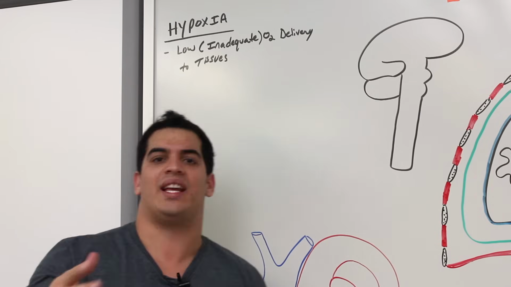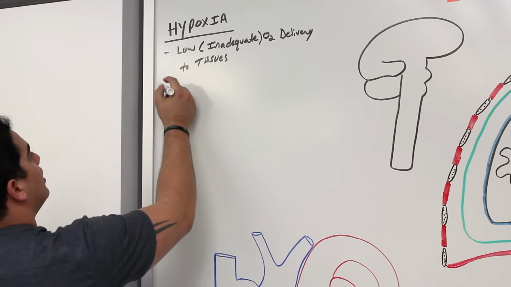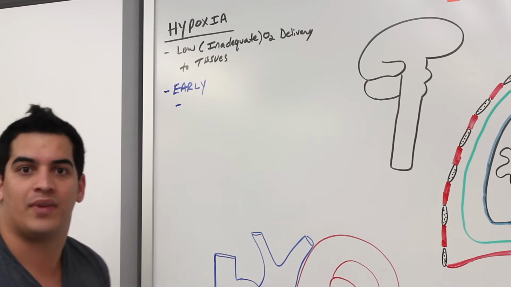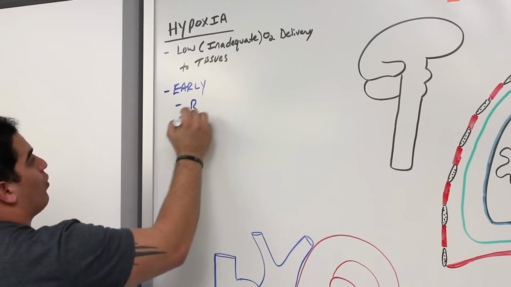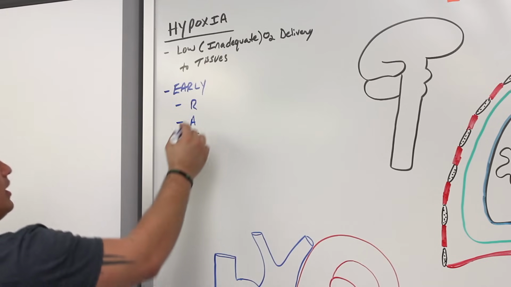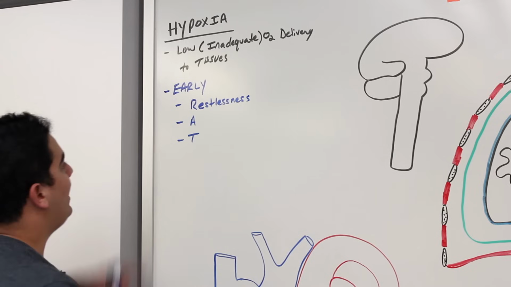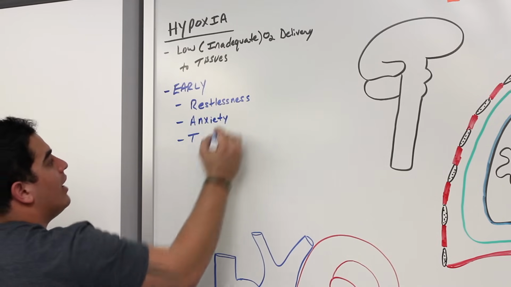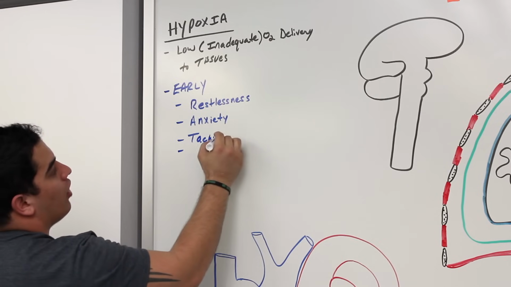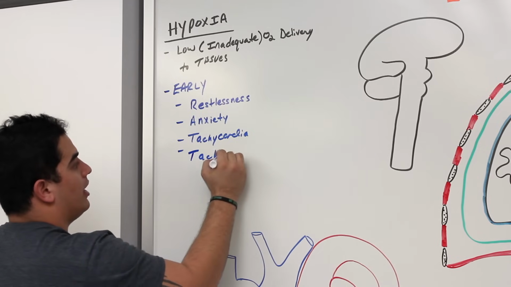Well, it's hard to say because there are different stages of hypoxia. How would you determine if someone's in the early stages of hypoxia? In the early stages, you can remember this little mnemonic: RAT. What does this stand for? R is for restlessness, so you're going to exhibit restlessness and certain agitation. A is for anxiety. And T is for two things: one is tachycardia, and the other one is tachypnea.